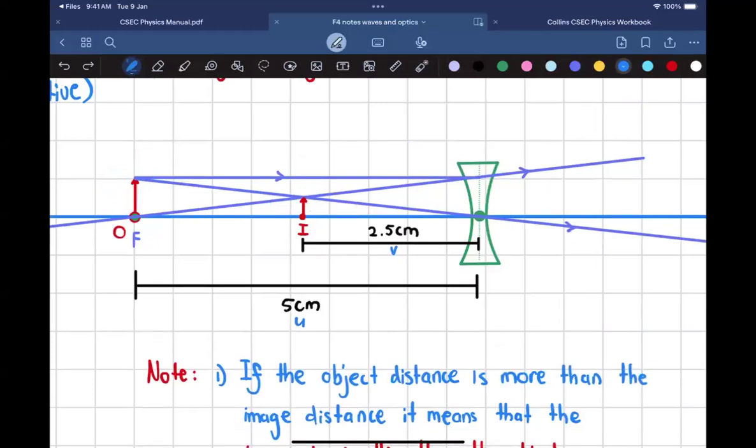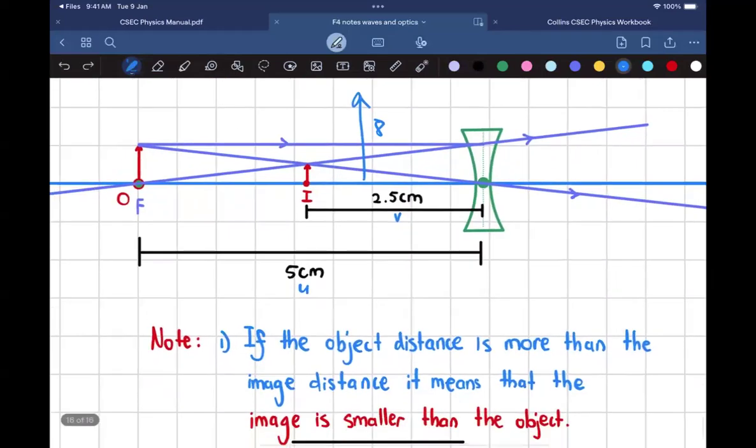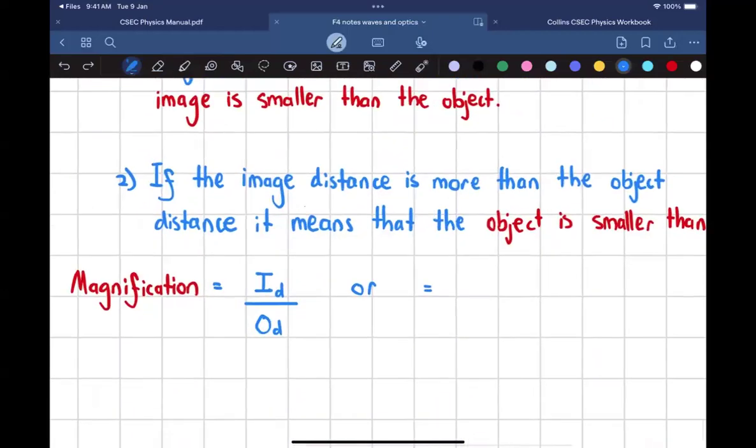If my image was, let me just say my image was 8 and my object was 4, what was the magnification there? How many times bigger did I make the image? If my image is 8 and my object is 4, 2 times bigger. Make it 2 times bigger, right? So you're always comparing the image to the object. So the first formula is image distance over object distance.